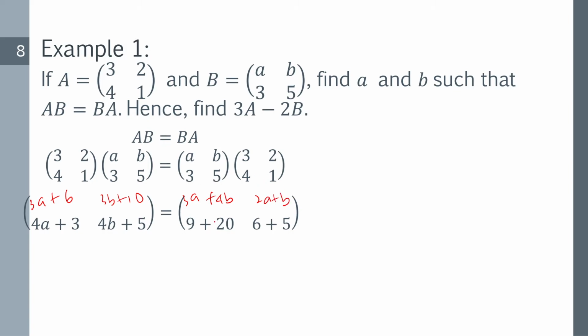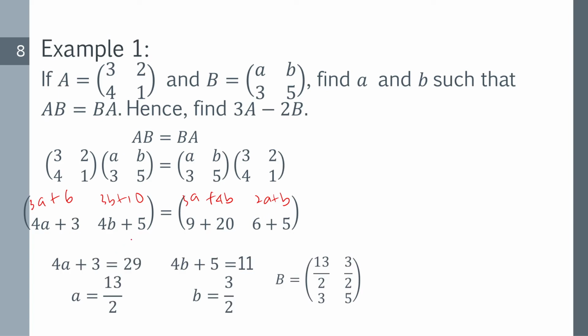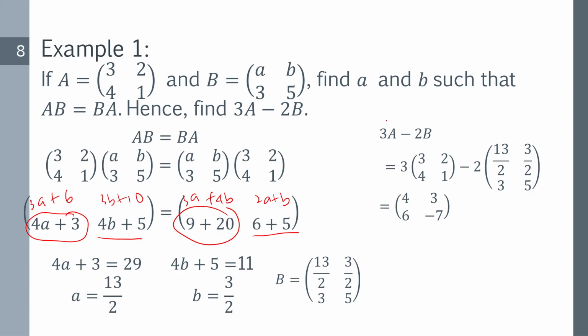But if you notice, only the second row gives me the quickest answer, so I do the comparison. 4a plus 3 I compare with my 29, and 4b plus 5 I compare with my 11, so I get my values of a and b. Then I substitute back into my A and B. As I said, for the scalar, 3 belongs to everyone, so you need to multiply everything inside, and this one also multiply everything, and then you minus.